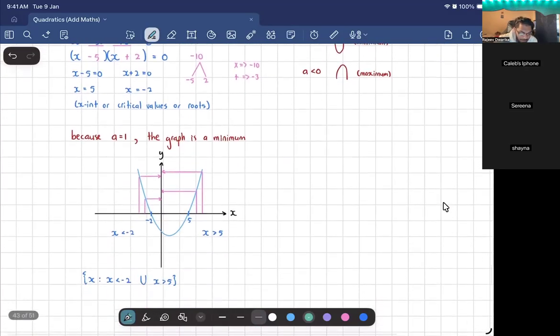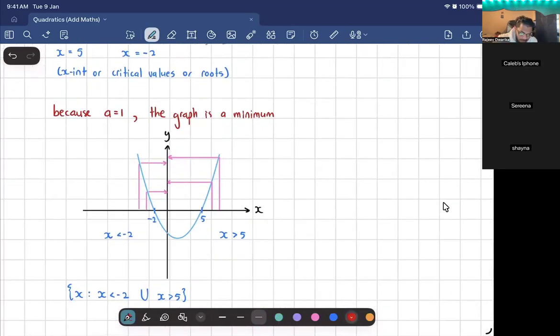So your first step is to sketch the graph. After you sketch the graph, look at what region satisfies the given inequality.